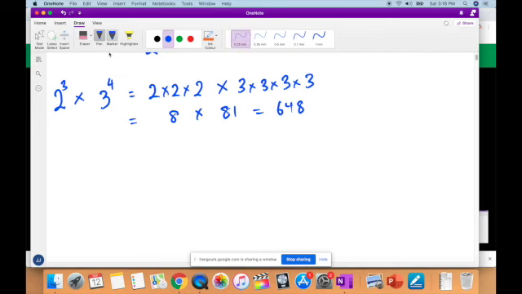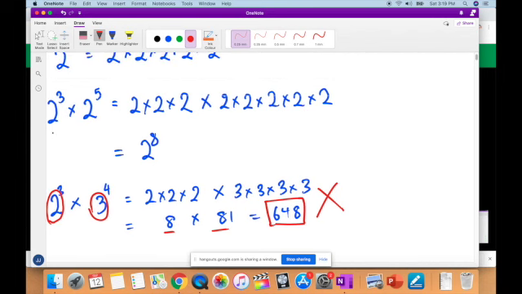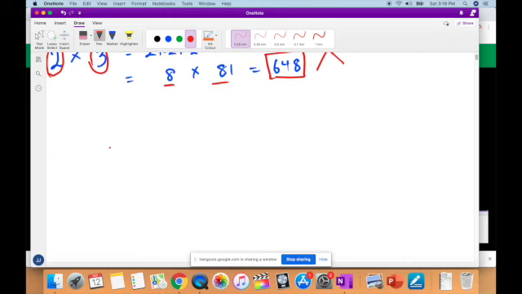So I guess this does not work. So at the end of the day, you cannot add indices here. You'll actually have to work it out and get your final answer. But you cannot add indices. Why can't we add indices? Because the base number is different. You could only add indices when the base number is the same. You understand? So this is where we come to rule 1.